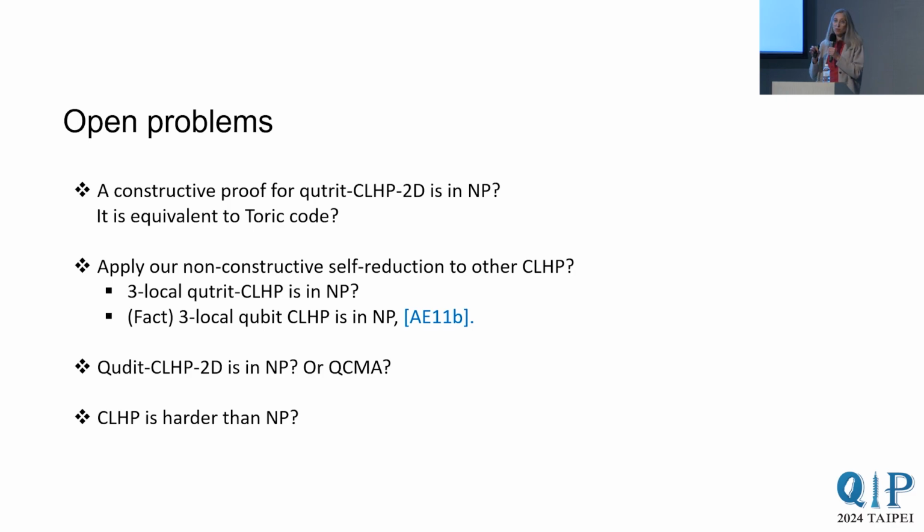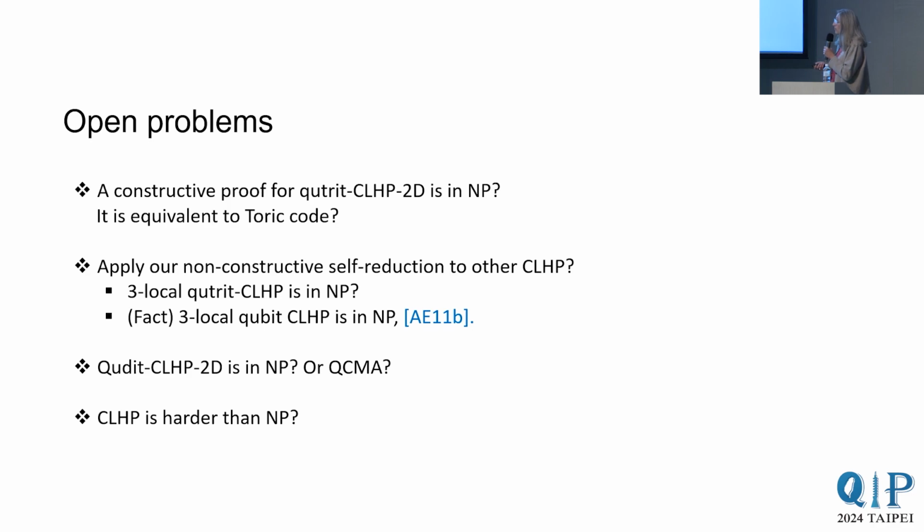another question is, can we apply this lemma, which really does apply to larger dimensional particles, to other situations? One candidate might be this 3-local Q-trit case, which would extend the known result. We know that 3-local qubits is in NP, but can we extend it to Q-trits? More generally, we really don't know the complexity for larger dimensional particles.